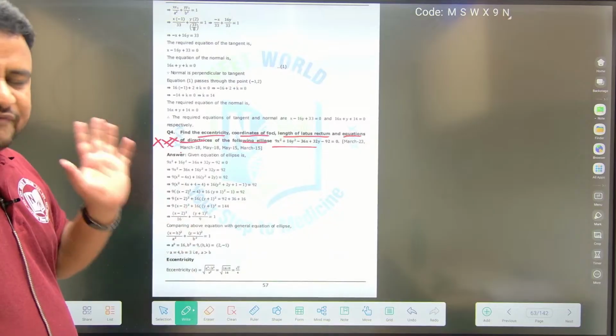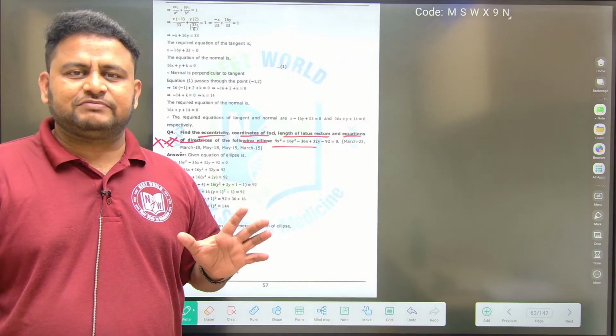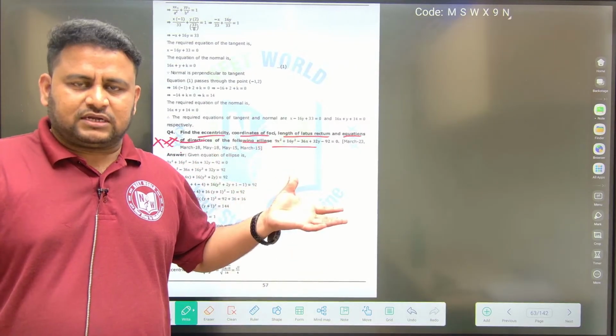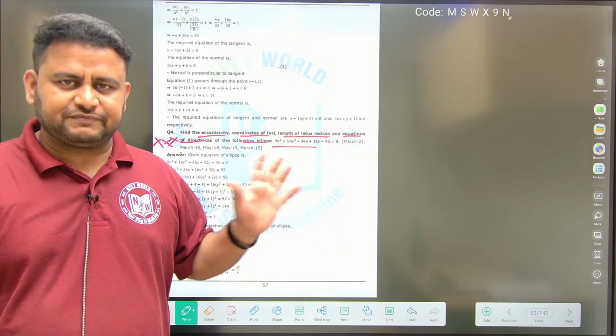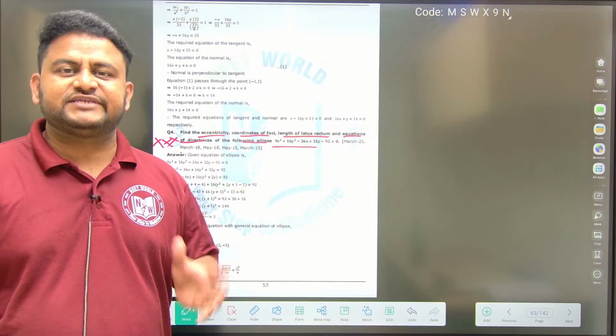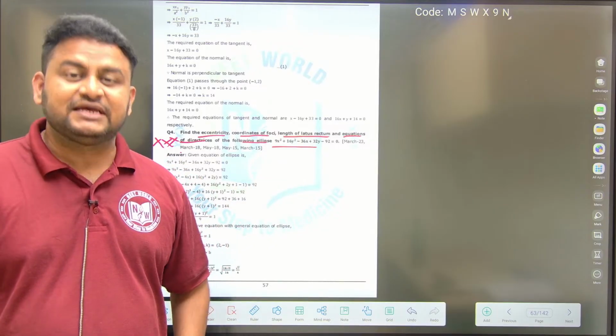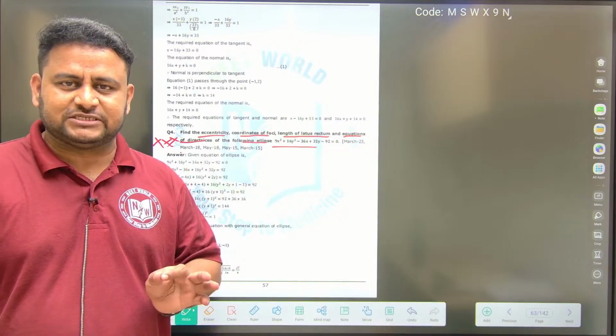Now what will the equation of the ellipse become if it is not at the origin? When it is at the origin, what is the equation of the ellipse? That we have to know. The standard equation of the ellipse is x square by a square plus y square by b square is equal to 1.